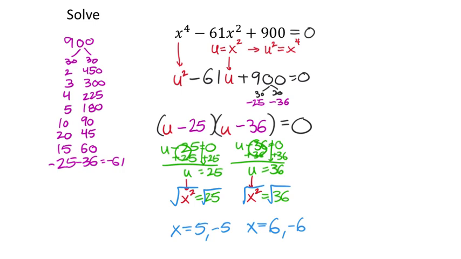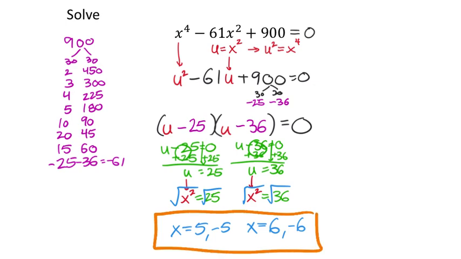Last thing we should do is go back and check. And this one, it's not even that hard. When I did this, I used the store x function, so I didn't have to type in x to the power of 4 minus 61x squared plus 900 all the time. But when I did it, I found all 4 of these do work. So 4 solutions, and they are solutions. That's good.